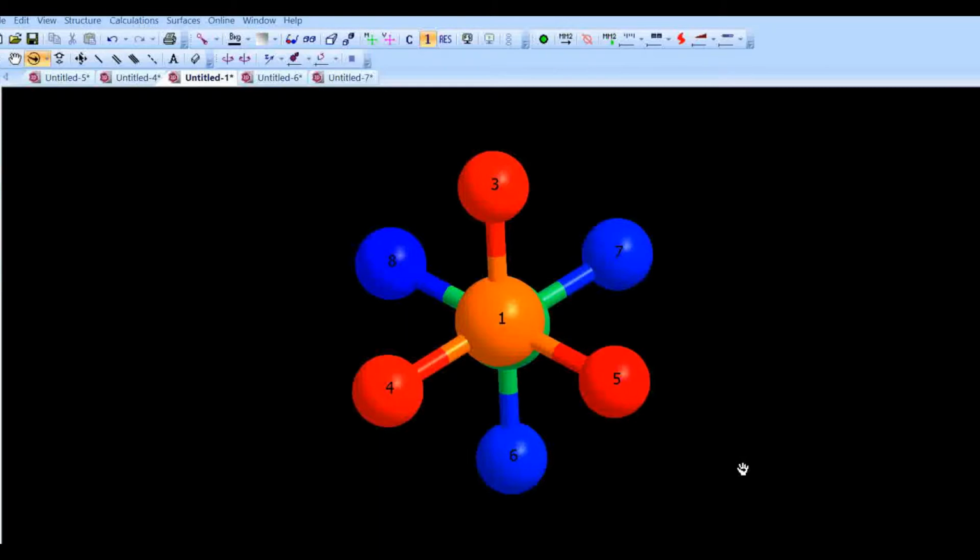What happens is that the repulsion between them will become minimum, and therefore it will be most stable. Now if the ethane molecule is in staggered conformation, then what will be the point group of this molecule? That is the question.